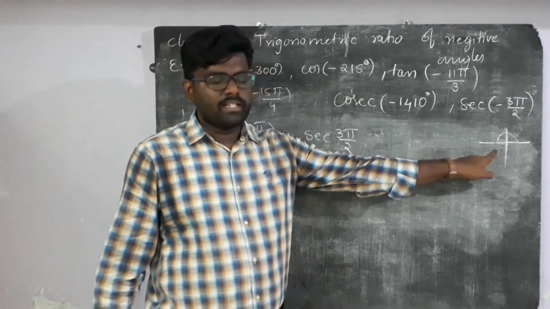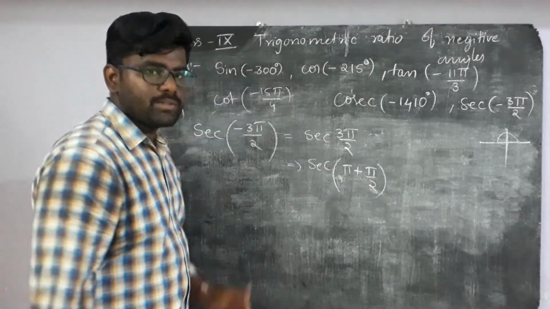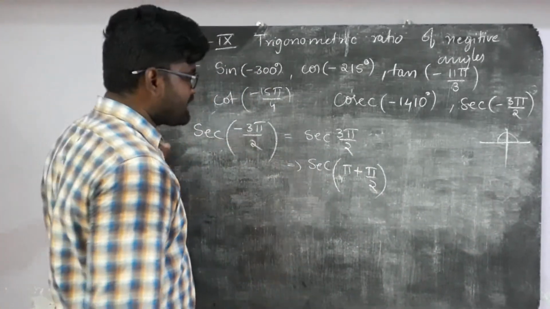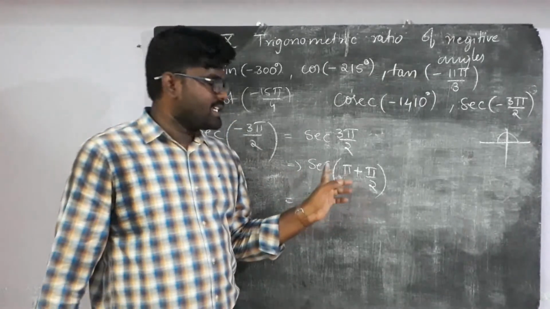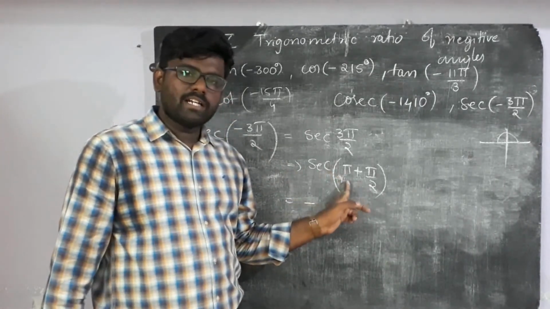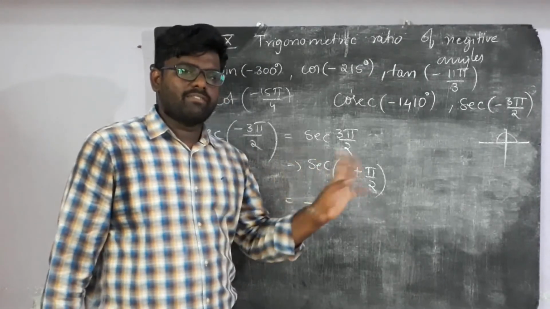180 plus means which quadrant? Third quadrant. In the third quadrant what are positive? Tan and cot are positive. Secant is negative. That means we are getting the answer negative. And one more thing, is it an even multiple or odd multiple? Even multiple of 90. Trigonometric function doesn't change.